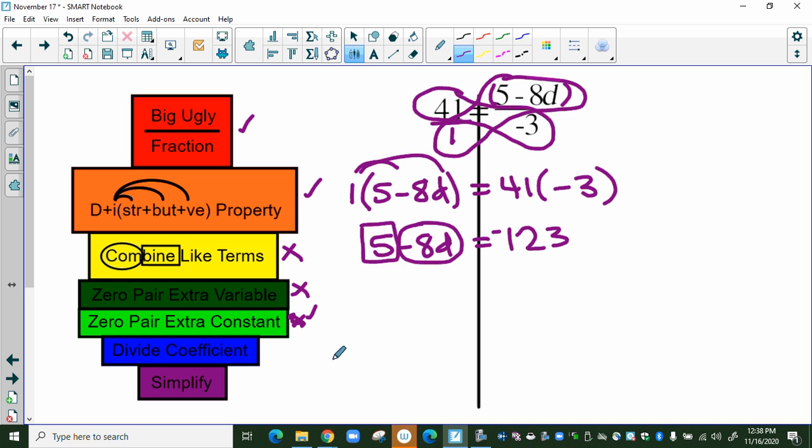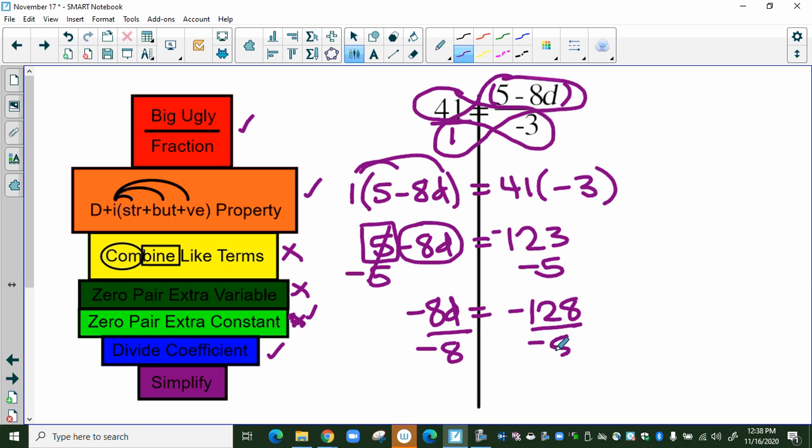Oops, that should be a check mark. Here's the variable. The 5 is extra. And guys, remember, this is a positive 5. The negative goes to the 8d. So if this is a positive 5, I need to subtract 5. And I'm going to have -8d equals -128. Then I can divide by my coefficient. And d equals 16. I think it's 16.